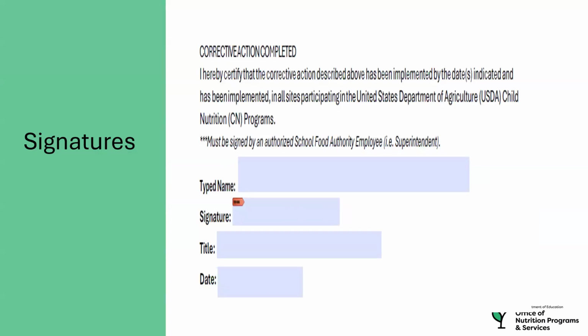And finally, the last page, page 2, is corrective action completed. Make sure that someone with the authority to sign has signed it. It could be the child nutrition director or a business administrator, or indeed the superintendent. So make sure you're signing and dating it and putting in the title of the individual. This individual should have the authority to sign the corrective action plans.